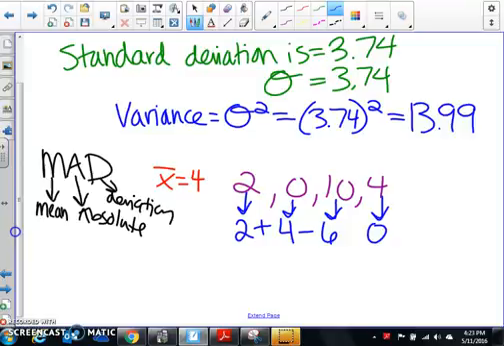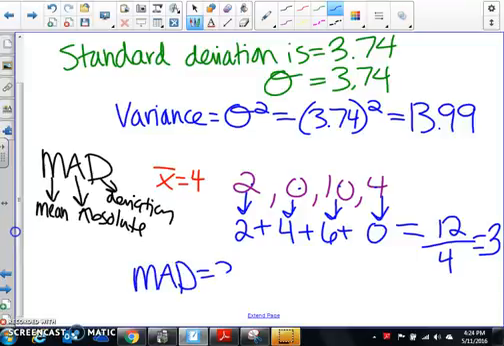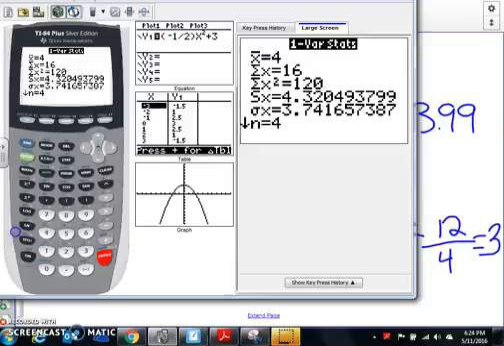This is where the mean comes in. I now add them all up. So 2 plus 4 plus 6 is 12. And then it's all over the amount of numbers that were in the list. So 1, 2, 3, 4 numbers. 12 divided by 4 is 3. So my MAD is 3.